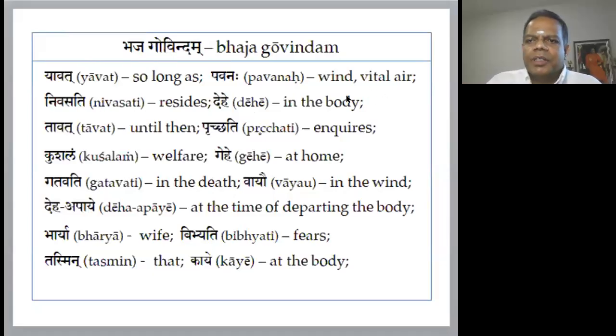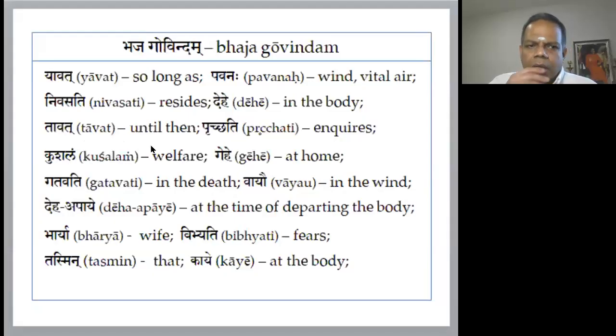As long as the wind or the vital airs, nivasati. Nivasati is a verb, a present tense word. As long as the wind or the vital air resides dehe, in the body. Deha is the simple word for body. Dehe is the seventh noun form or seventh vibhakti, which means in the body. Yavat pavanaha nivasati dehe. Yavat pavanaha dehe nivasati means as long as the wind or vital air resides in the body.